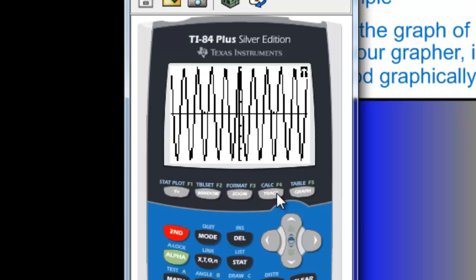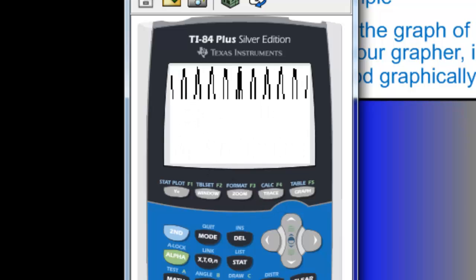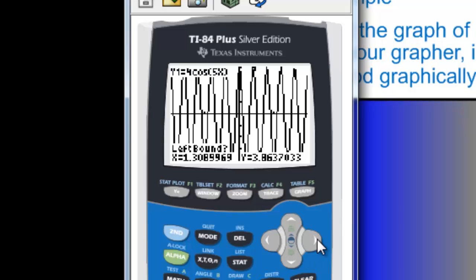So I go back to second trace, ask for the maximum, option 4, and I move across to my next maximum, or just to the left of it. And then it asks me for the right bound, so I move to the other side again and hit enter, ask again, and I get a new maximum at 2.5133.